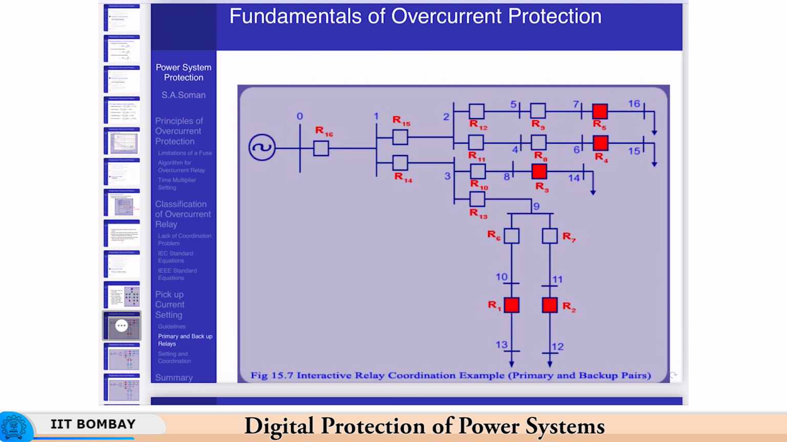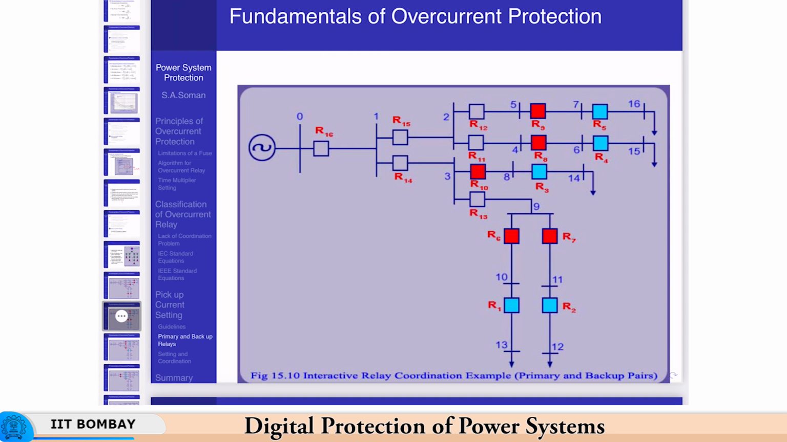Now, once you complete setting these, then the backup relays will be set. The red relays are the relays being set. The parent of R2 is R7, so that will be set. Parent of R1 is R6, so that will be set. Parent of R5 is R9, that will be set, and R4, R6, that will be set. Now, the parent of R3 is R10, so that will be set. Now, because R10 is set, you cannot set R14 directly, because the relays 11, 12 and 13 have still to be set. Once that is done, only then you can set R14.